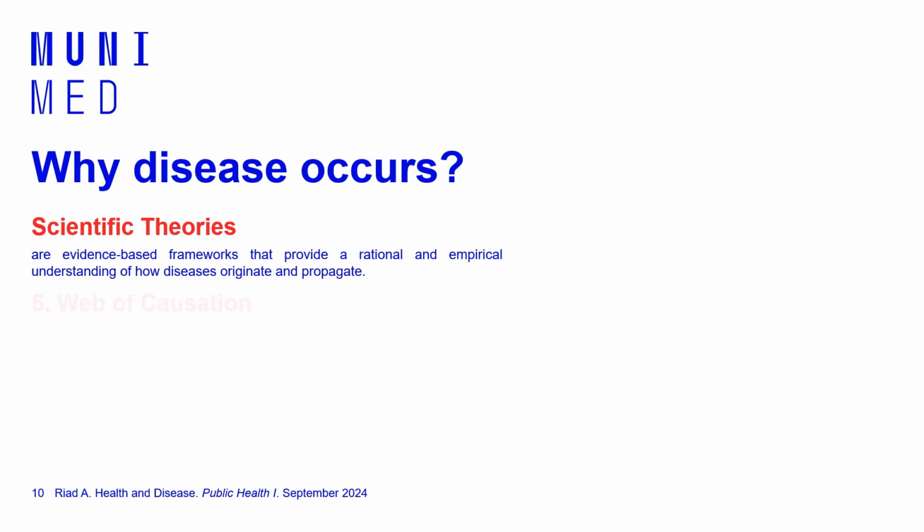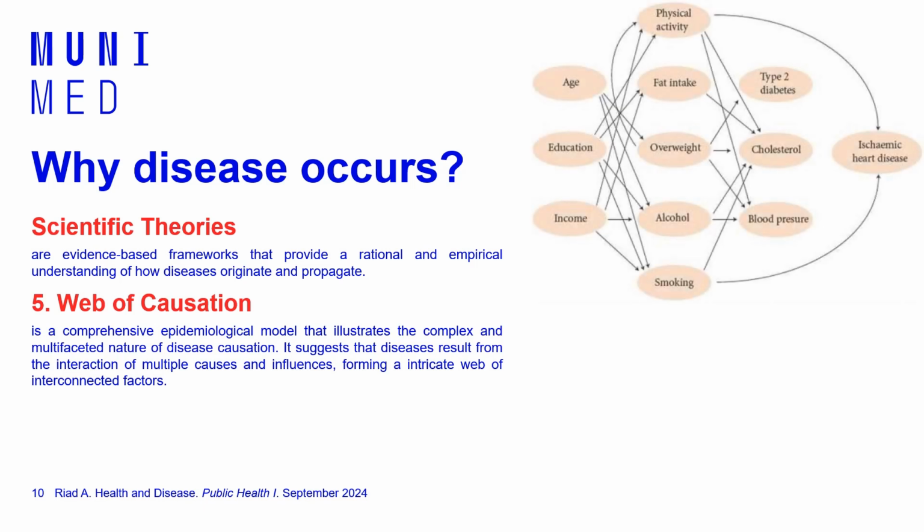So nowadays, we have a group of theories that are called the web of causation theories. The web of causation theories are, for example, here, as you can see, a complex of factors, and risk factors specifically, that interact with each other in different ways in order to lead to the disease outcome or the disease incidence.